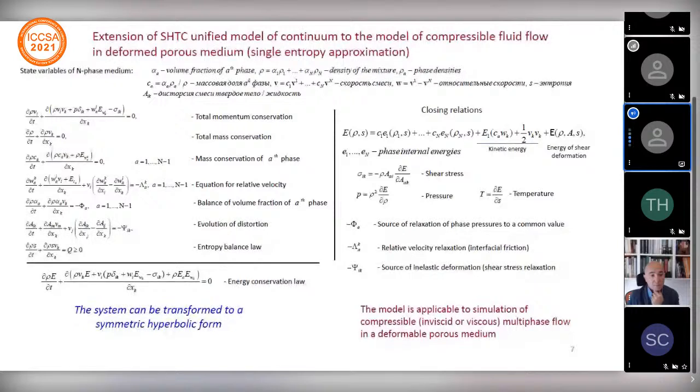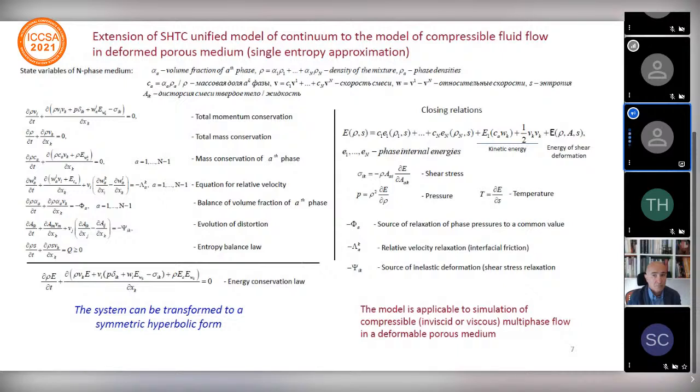I briefly show the partial differential equations of the model, which is an extension of the unified model. This model is a simple single entropy approximation. The partial differential equation consists of the set of conservation laws: total momentum conservation law, total mass conservation, conservation of each phase, equation for the relative velocity, balance equation of phase volume fractions, evolution of distortion, and entropy balance law.